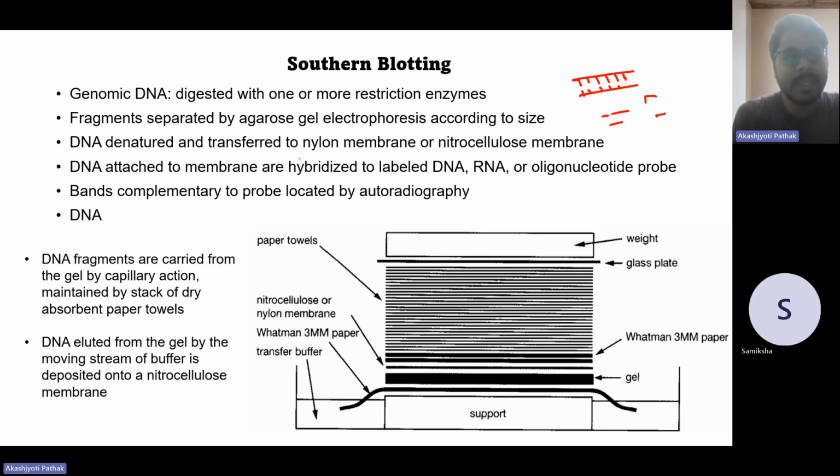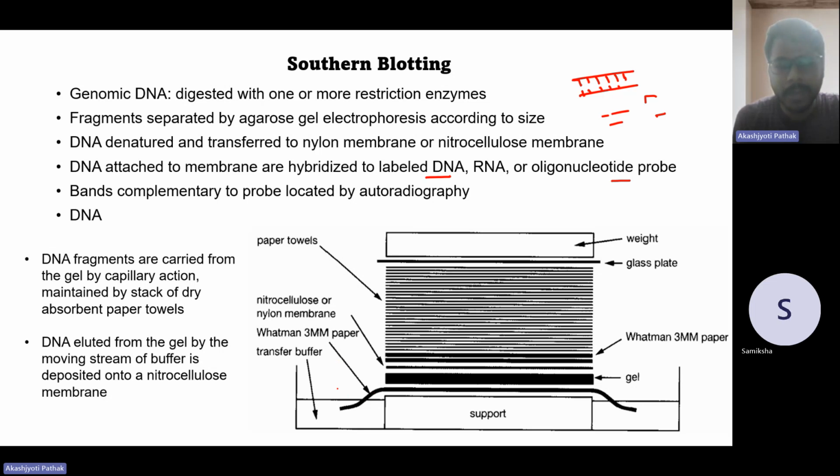Okay, so the DNA is denatured and transferred to nylon membrane or nitrocellulose, and the DNA attached to the membrane is hybridized to a labeled DNA, RNA, or oligonucleotide probe, and the bands complementary to the probe are located by autoradiography. So this is how the setup of a Southern blotting looks. You have a support, and on top of the support you add a Whatman paper or a blotting paper.